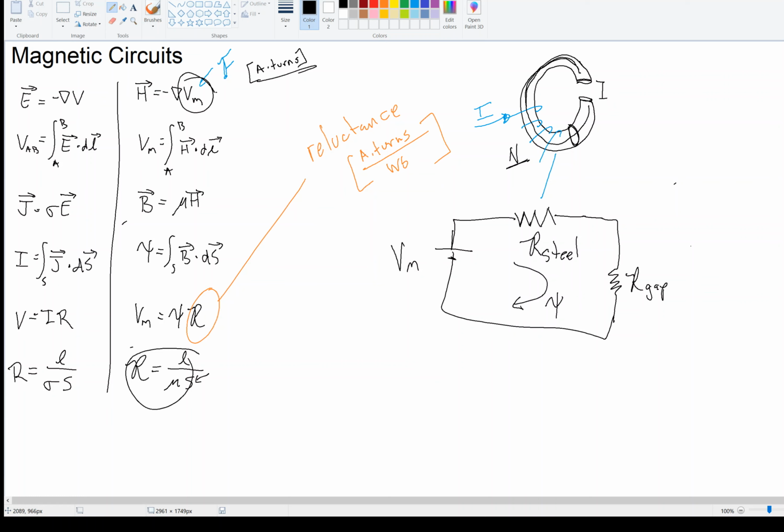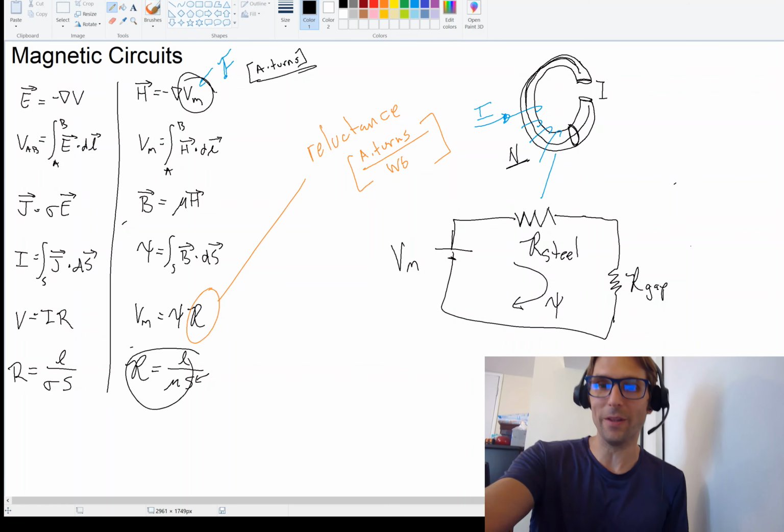And so we can use all the circuit analysis techniques. For example, we could say that the reluctance of the steel is in series with the reluctance of the gap. And so we can add those two reluctances together, and we can divide the scalar potential Vm by the total, and we can get the flux that way. So that's really, really neat.